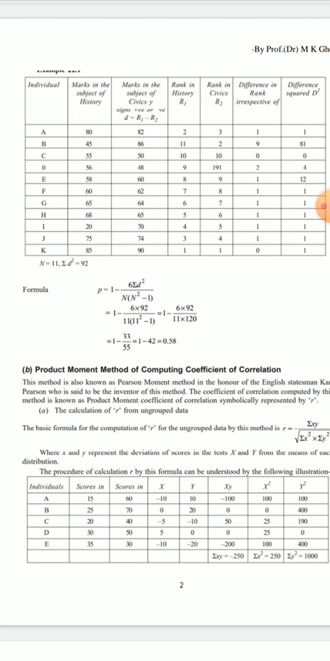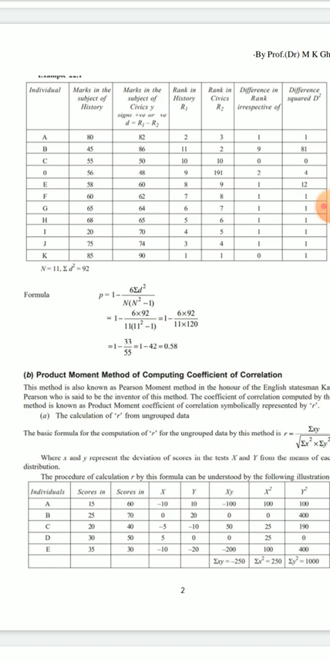After computation, summation of xy is equal to minus 250, and the values of x square are 100, 0, 25, 25 and 100. On computation of these values, you get summation of x square equal to 250, and the values of y square are 100, 400, 100, 0 and 400. Then you get summation of y square equal to 1000.